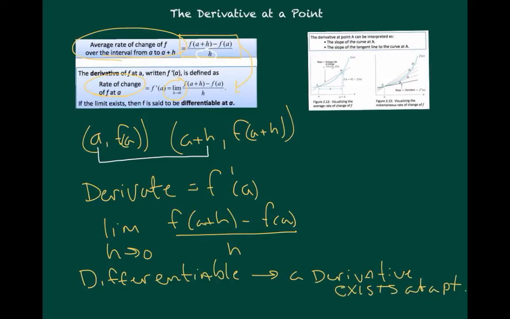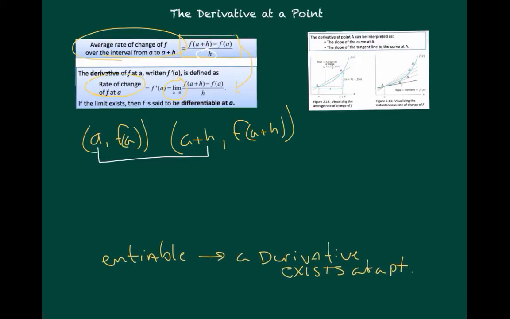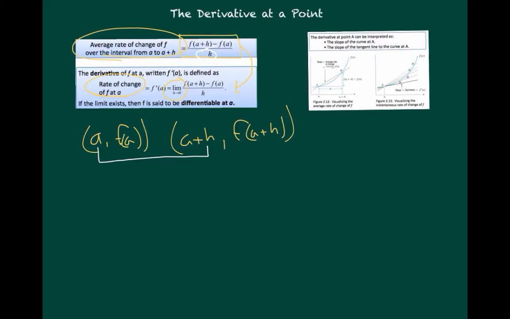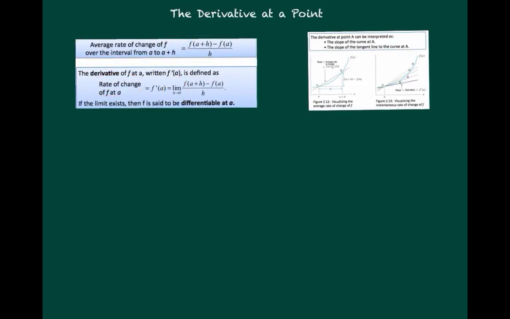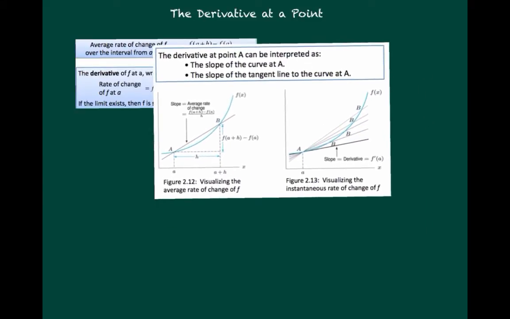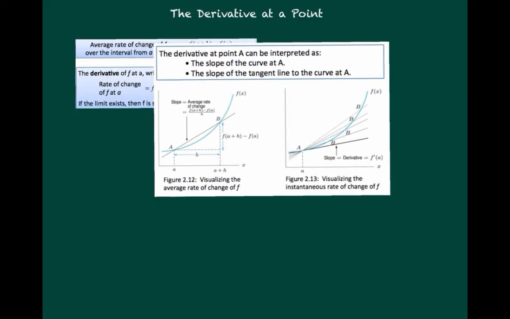Okay, let's take a look at some of the aliases that the derivative is known by. Let's see if we can erase some of this. Now let's zoom in and take a look at this other exhibit. The derivative at a point A can be interpreted as the slope of the curve at A.